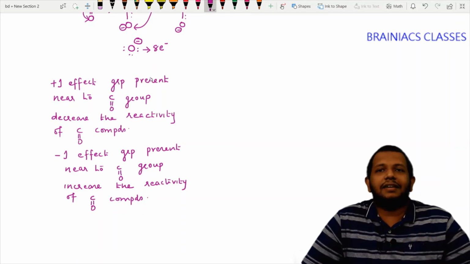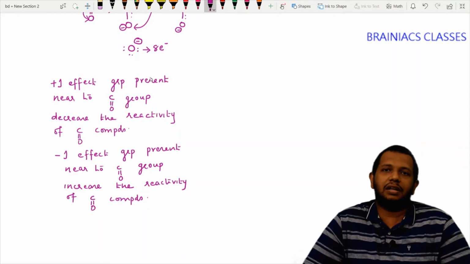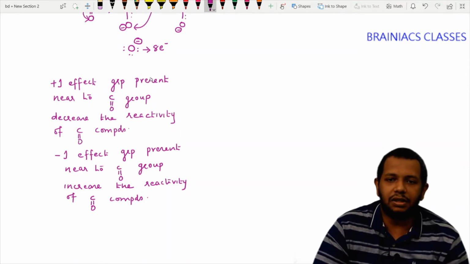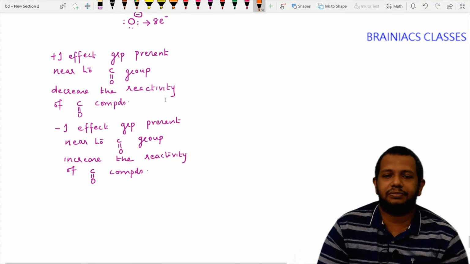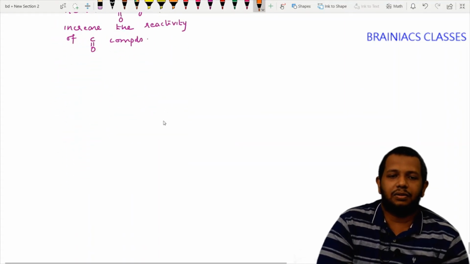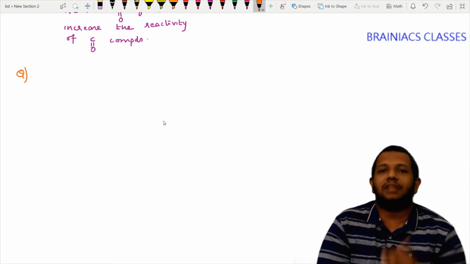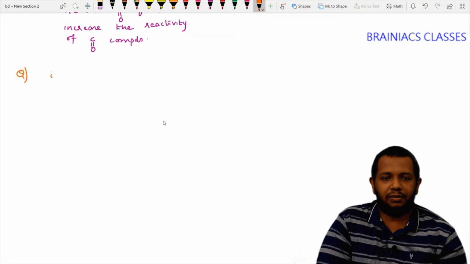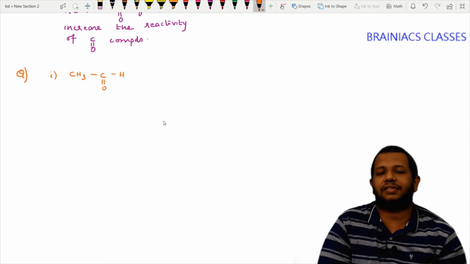Now let's try some questions with this idea and check whether you are understanding it or not. Okay, so starting with question 1. Let's see one question applying this concept. You are given some aldehydes. For example, the first compound is CH3, C double bond O H. This is acetaldehyde, you know.